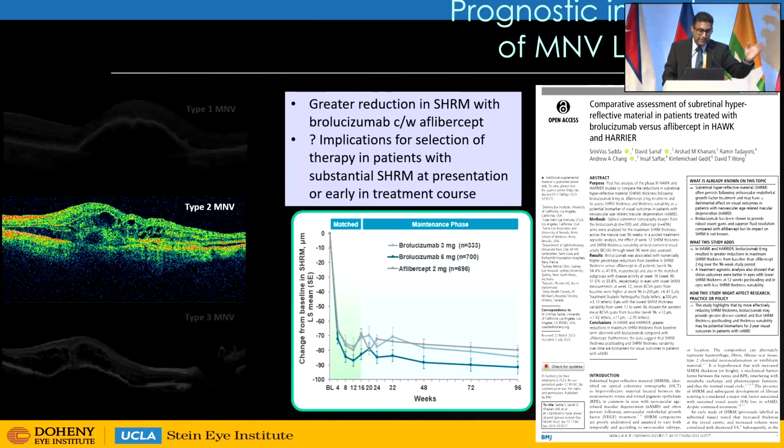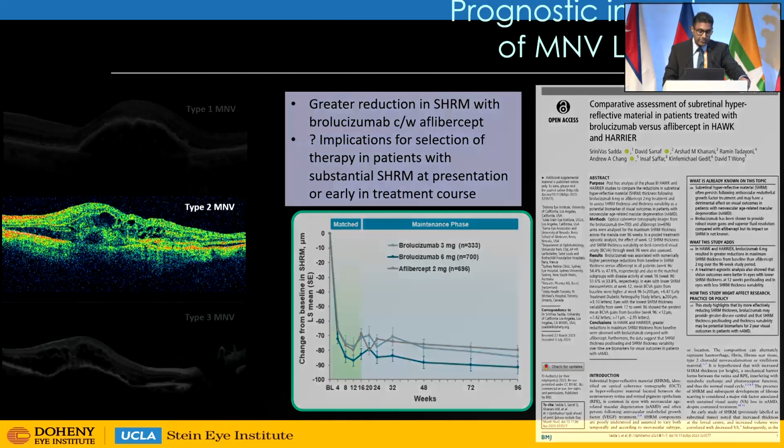Finally, I just want to say that it's also become an important biomarker as many companies have now talked about developing treatments targeting fibrosis. And in this analysis, again, we showed a difference between brolucizumab and aflibercept: a greater reduction in SHRM in brolucizumab-treated eyes compared to aflibercept in this post-hoc analysis of Hawk and Harrier.